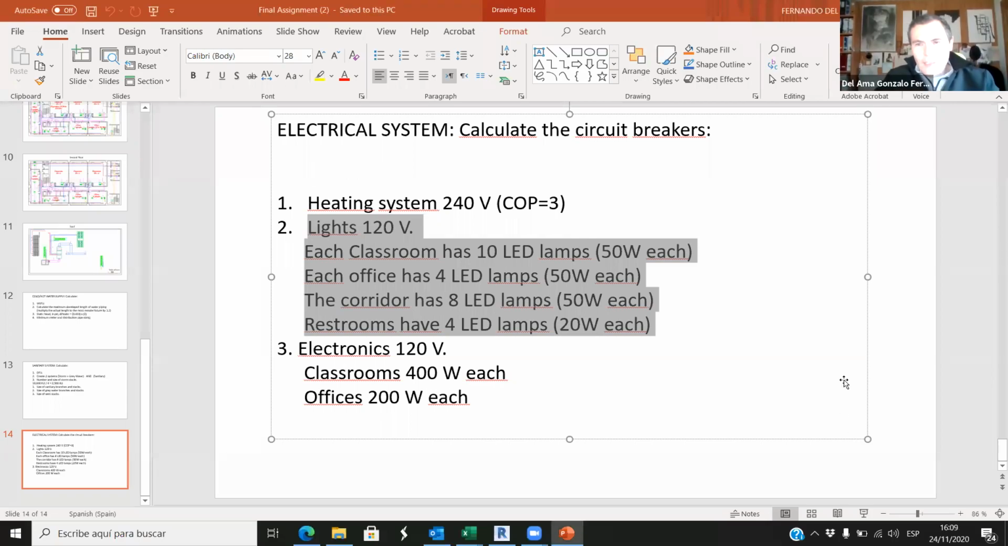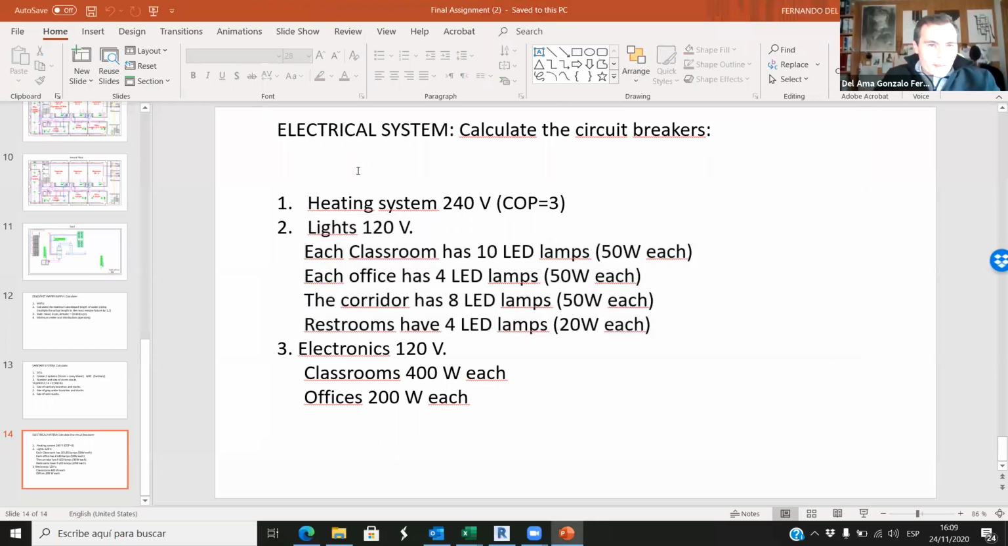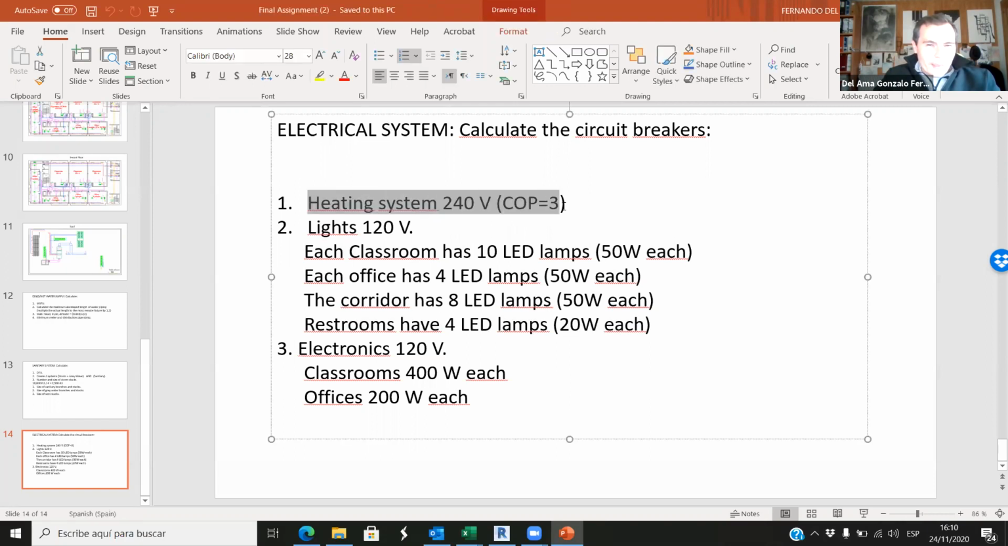Okay, I'm recording now. So I was saying that you have to calculate now how many circuits we need. We have a heating system. I'm going to go over this because for the heating system, we probably can't have a single phase circuit, and we will need a three phase. Let me find out today.